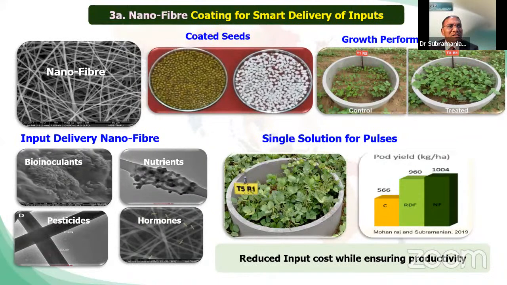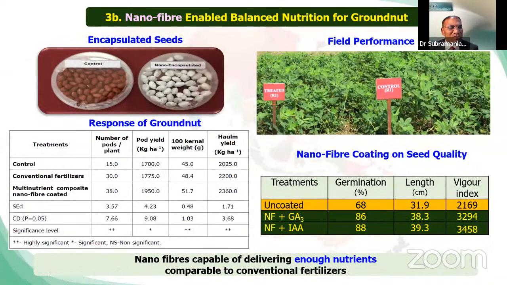Next slide, please. The nanofiber, we have also done for groundnut. As I mentioned, for pulses, we could get comparable yield, and there is an improved germination of about 12% over control. So we can use the nanofiber technology for loading hormones, nutrients, bioinoculants. I would say the entire gamut of agriculture inputs can go in one single coat, as a single solution, through nanofiber technology. Next.